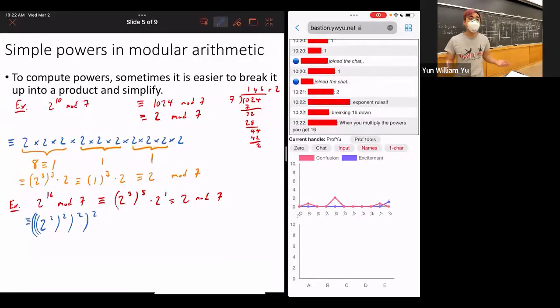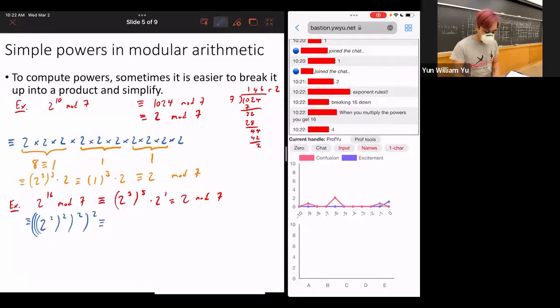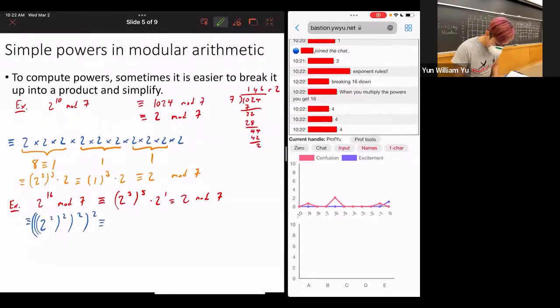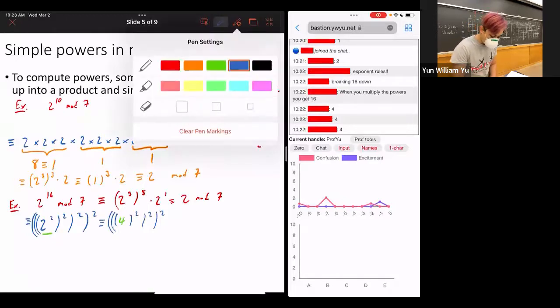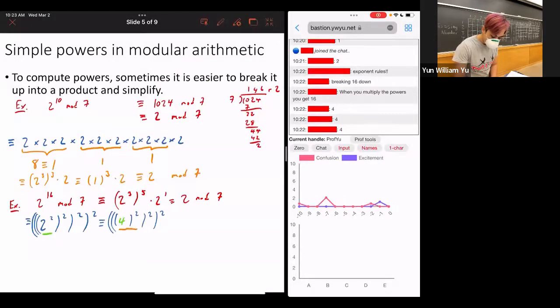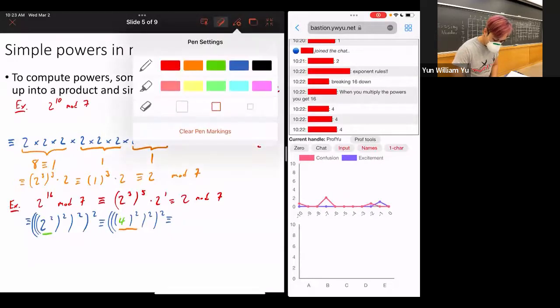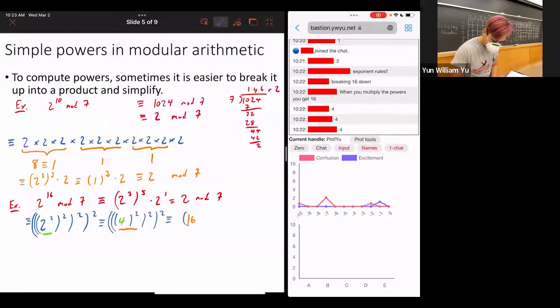But now what can you do? Well, now you can do this in pieces. So this is now equivalent to, well, what's 2 squared? Yeah, that's 4. So you can replace this bit with the 4. And then you still have a squared, squared, squared. But now what's 4 squared? Well, you can replace this entire bit with 16. So that's 16 squared, squared. Okay, so far so good. But what is 16?